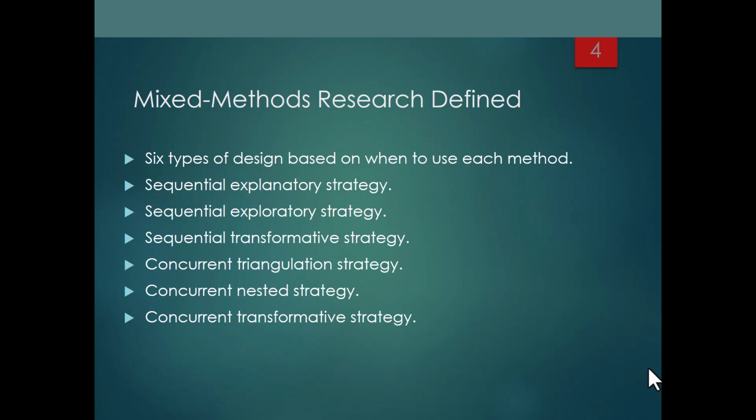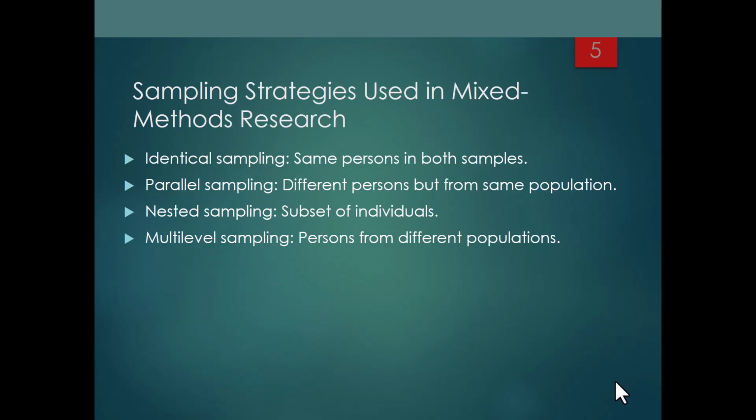With concurrent triangulation strategy, collection of both qualitative and quantitative data simultaneously, the purpose is to corroborate the study's findings. With concurrent nested strategy, prioritizing one method while the other is embedded or nested, and the purpose is to address a question other than the main research question. With concurrent transformative strategy, collection of both qualitative and quantitative data simultaneously, and the purpose is to evaluate the theoretical perspective used. So here are the sampling strategies used in mixed methods research.